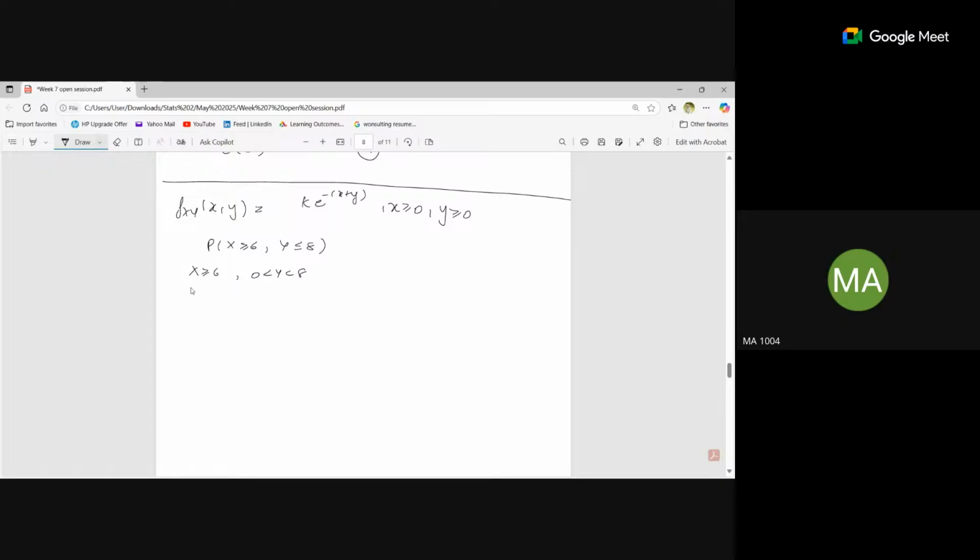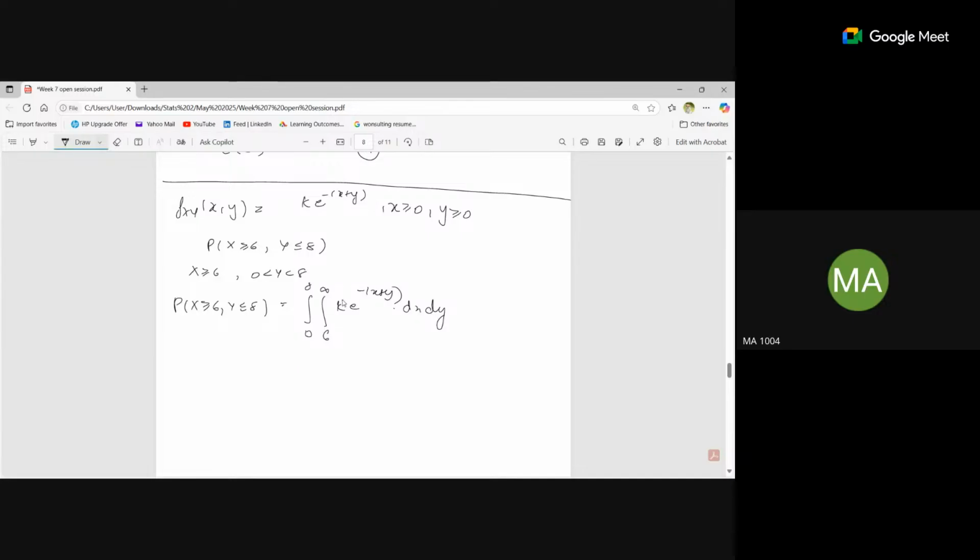Now, if you need to find out the probability, it will be what? Integrating this value. So first of all, this will be a double integration. Y will be from 0 to 8, and for x, it will be 6 to infinity, k e raised to the power x plus y. So this will be the solution.